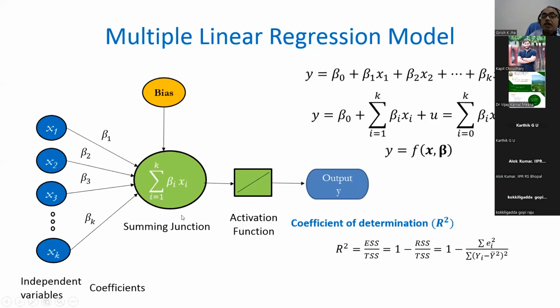How do you test whether your model is good or not? You go for the coefficient of determination, which is known as R square. R square is simple. ESS means explained sum of squares, how much variation you are able to explain. In the data there is a variation, and you are trying to explain that variation with the help of some variables.